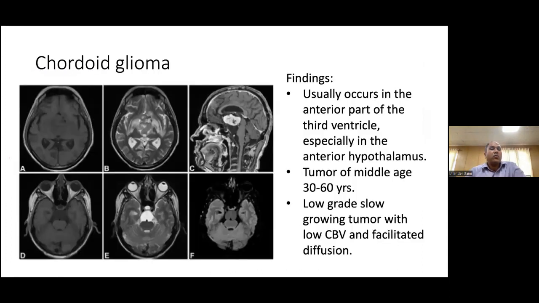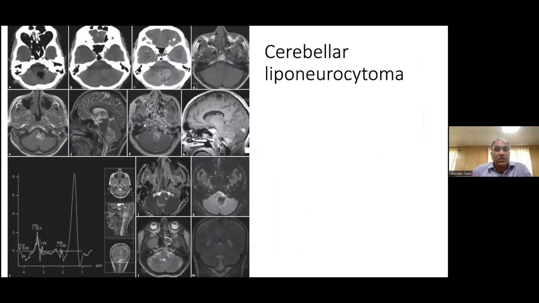Chordoid gliomas are typically seen in the anterior third ventricle. They can show a very non-specific imaging appearance, but the location matters. Though they have been shown in other locations, the most common location is the anterior third ventricle. If a solid enhancing lesion comes in the anterior third ventricle, and the hypothalamus and the chiasma can be separately seen, we must think about chordoid glioma as one of the possibilities.